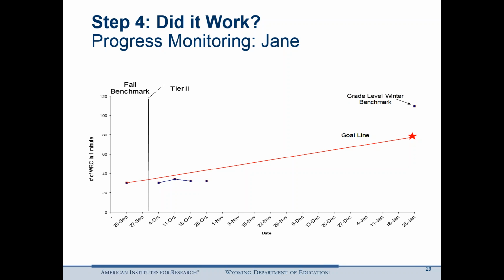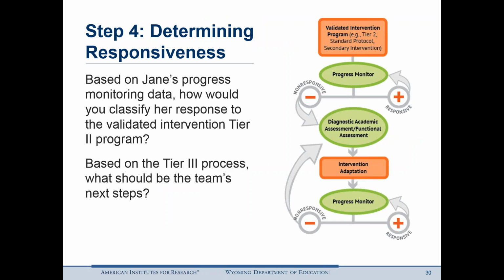After 4 weeks, the team reconvenes to review how Jane is responding to the intervention. How do you see her progress? These data are below the goal line, suggesting that Jane is not responding to the validated intervention program at Tier 2, so the team considers what they should do next. Step 4 in the problem-solving process is to determine if it worked. So we look at the responsiveness of Jane to her intervention. Based on Jane's progress, how would you classify her response to the Tier 2 program? What do you think the team should do next?